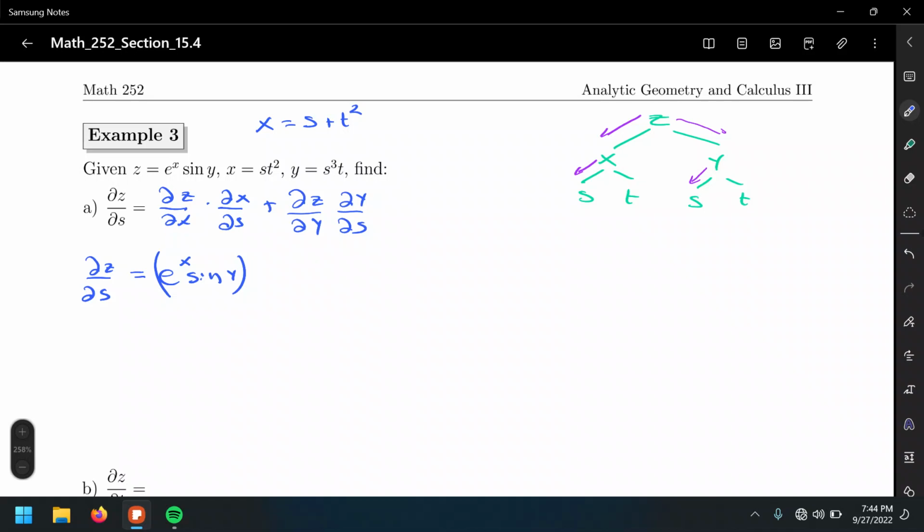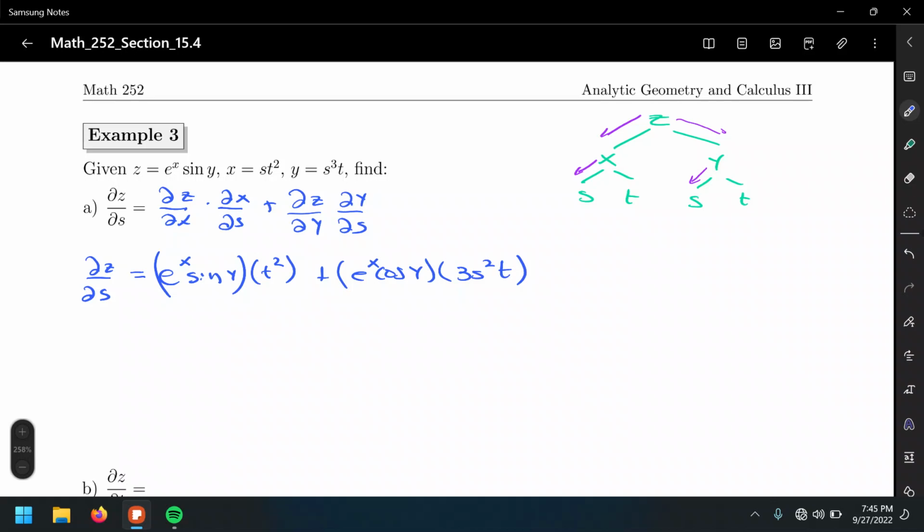Just 1, right? So this is, in this case, t squared. Plus the partial of z with respect to y. Well, in this case, what's the derivative of sine? Cosine, times the multiple constant e to the x, times the partial of y with respect to s. Well, what do we have for y? s cubed plus t. That'll be 3s squared. Oh, yes, 3s squared t. All right. So that's our partial derivative.